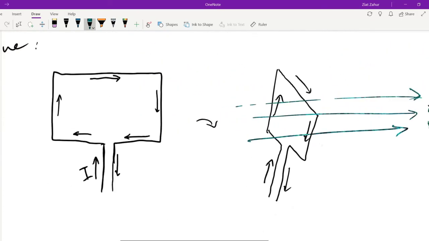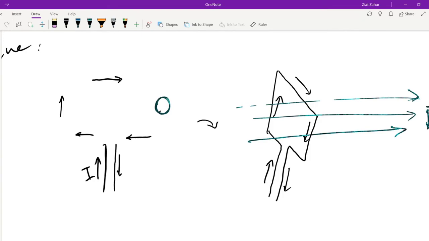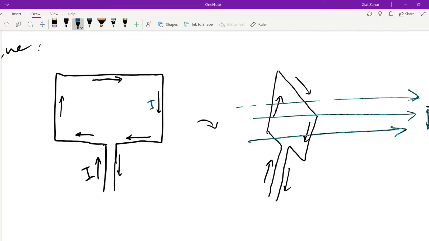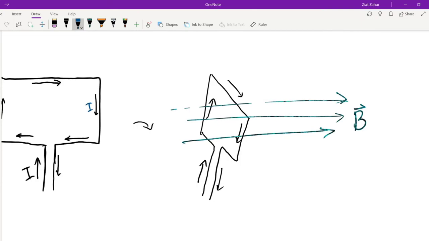Okay, take a look at the force on, let's start with the right one. The force on the right wire here. What is the force on the right wire? Current is downwards. Okay, current is downwards. Field is to the right. Which way is our force?